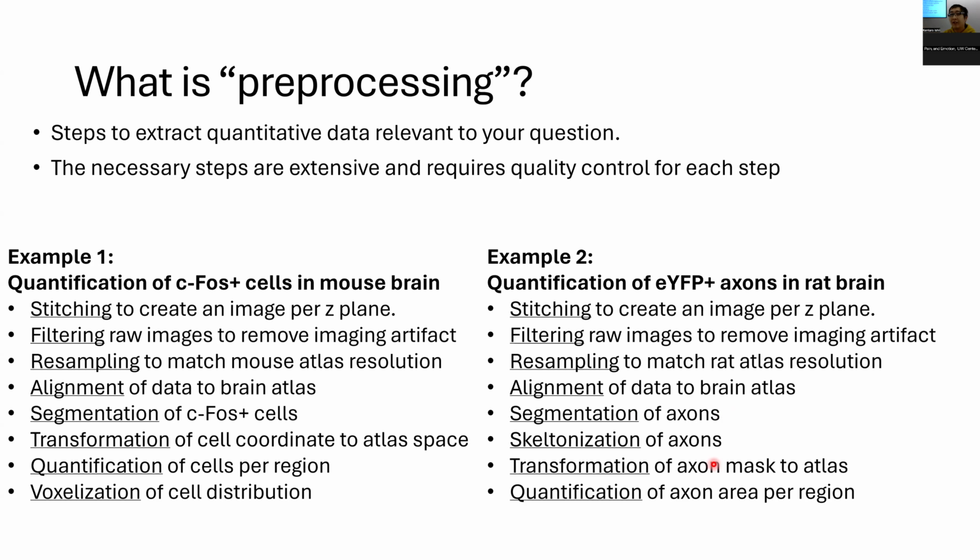You can't just segment a cell, you have to segment axons. And when you segment axons, you do steps like skeletonization in order to normalize the width of axons to some template. And then you transform not the positions of the cells, but the axon mask onto the atlas so you can quantify the entire area of the axon or the intensity of the axon or whatever. So these are two very extreme examples, but what you need for each step is very different. And then you have to choose what you need to do, and again, have quality control checks at each point.